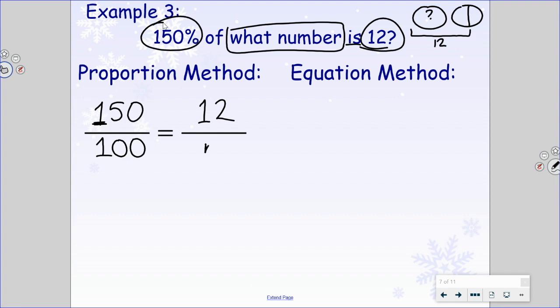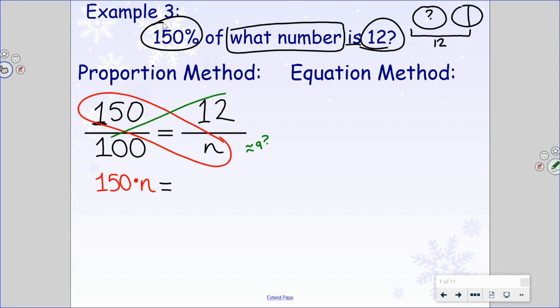12 compared to what number? I don't know. What do you think? Estimate of 9? Let's find out. Now in this case, I will use cross products because we haven't done it yet. So let me go ahead and have that review, that little piece. First things first, I always write the cross product with the variable. So we have 150 times some missing number n.